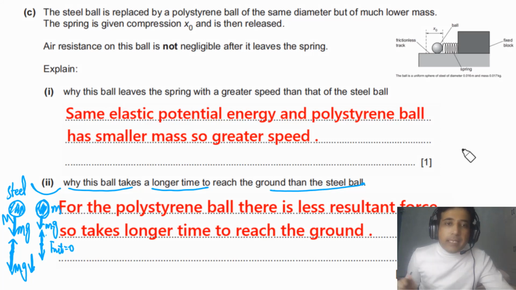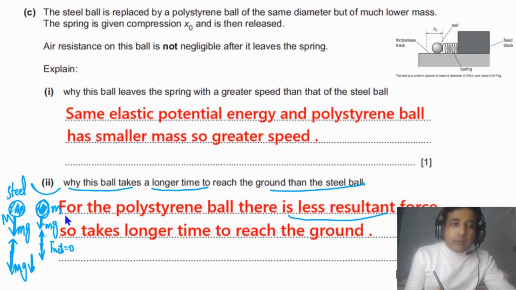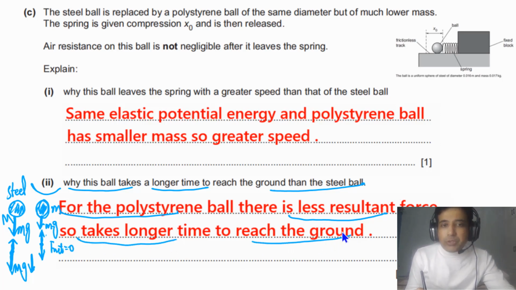In the answer, if you only mention the resultant force, you will get 1 mark because this question has only 1 mark. So we can say for the polystyrene ball, there is less resultant force, so it takes longer time to reach the ground. You can see it's a beautiful way I have explained to you here. So let's try to understand this one in a bit more proper way, if you want to draw a proper free body diagram.